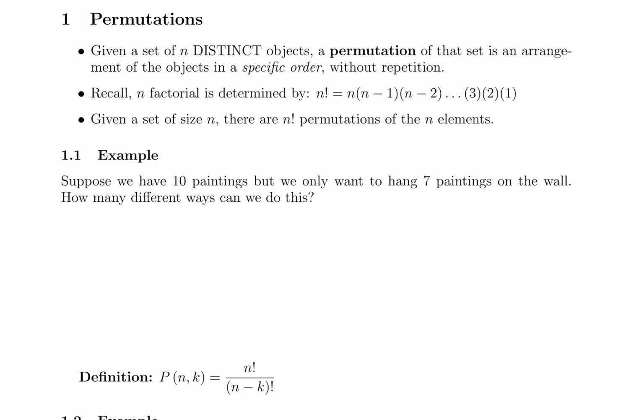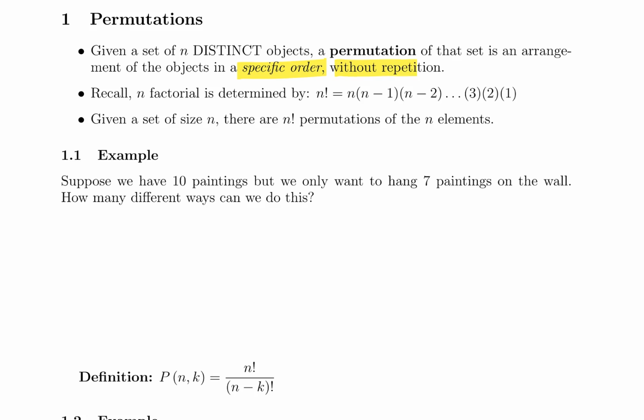Today we're going to start looking at permutations, combinations, and ways that we can use these together. A permutation is a way that you can arrange a set of n distinct objects in a specific order without repetition. A couple key things here: if we're talking about anything where we have a specific order or where the order matters, then that means we're talking about a permutation.